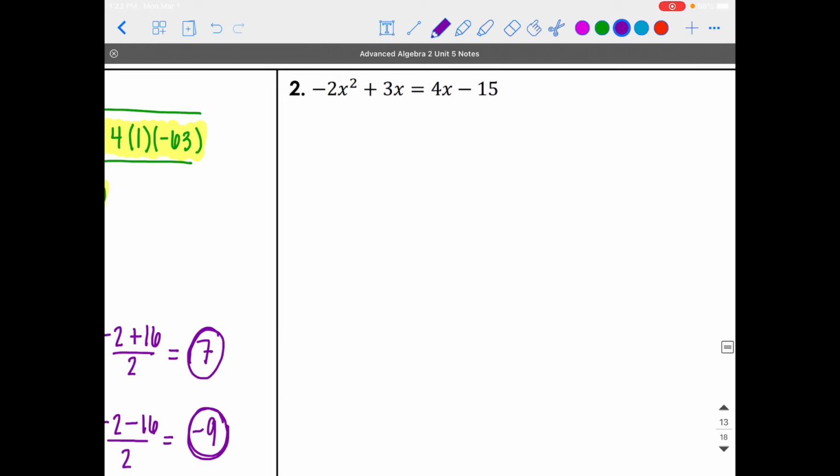All right, number 2, you'll notice it's not set equal to 0. So we have to subtract the 4x from both sides and add 15, to get negative 2x squared minus 1x plus 15. You can't do the quadratic formula until everything is on the same side. So my a is negative 2, b is negative 1, c is 15.